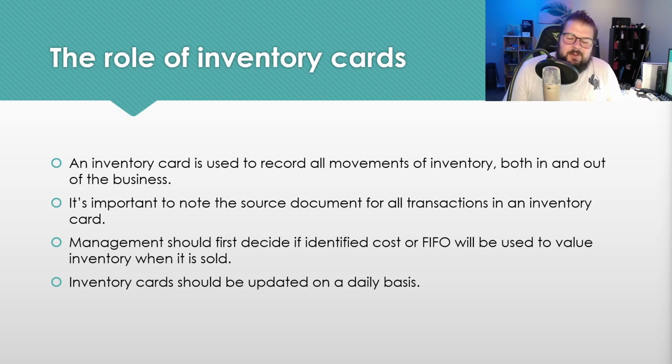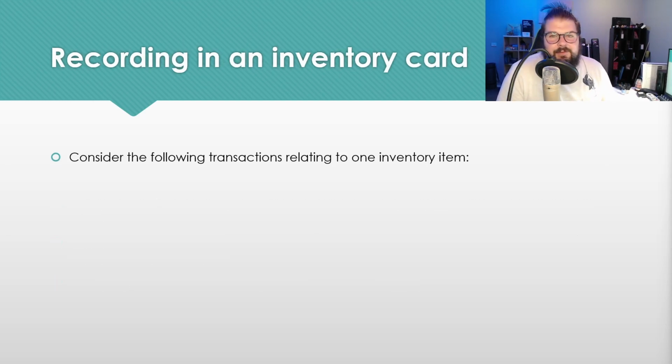Nowadays, when we're looking at computer-operated systems, this is very easy. Every time something's scanned or anything like that, every transaction goes directly into the inventory system and we don't have to worry about it. But there are still some small businesses that use paper cards or systems where you need to double check the inventory card in the system. So, let's consider the following few transactions and see the impact of FIFO versus identified cost.